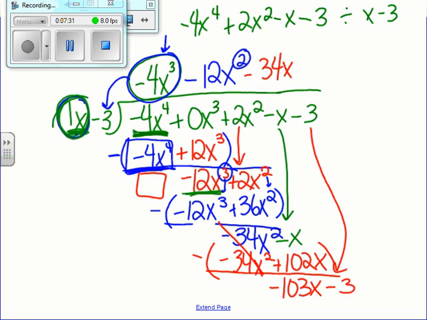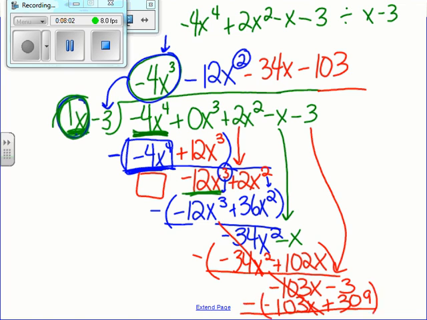And I'm going to repeat the process one last time. So how many times can x fit into negative 103x? Well, if I write negative 103 at the top, that's going to multiply by x to give me this guy back. And negative 103 times negative 3 is going to give me positive 309. I'm running out of room, but that's okay. So those guys are going to cancel out when I do my subtraction.